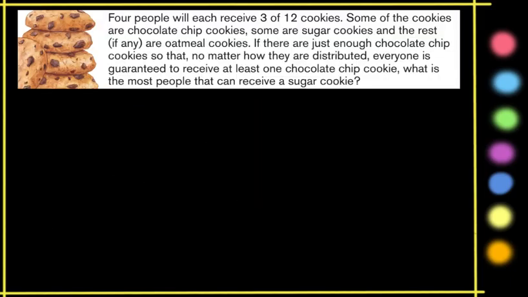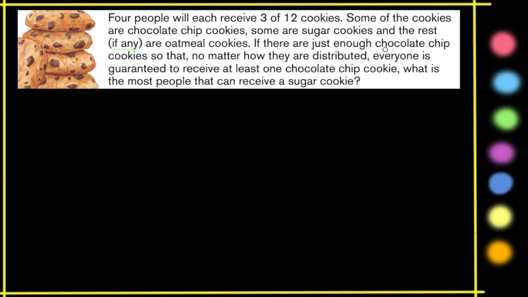Let's move on to the next one. This one says that 4 people will each receive 3 of 12 cookies. Some of the cookies are chocolate chip cookies, some are sugar cookies, and the rest, if any, are oatmeal cookies. If there are just enough chocolate chip cookies so that no matter how they are distributed, everyone is guaranteed to receive at least one chocolate chip cookie, what is the most people that can receive a sugar cookie?